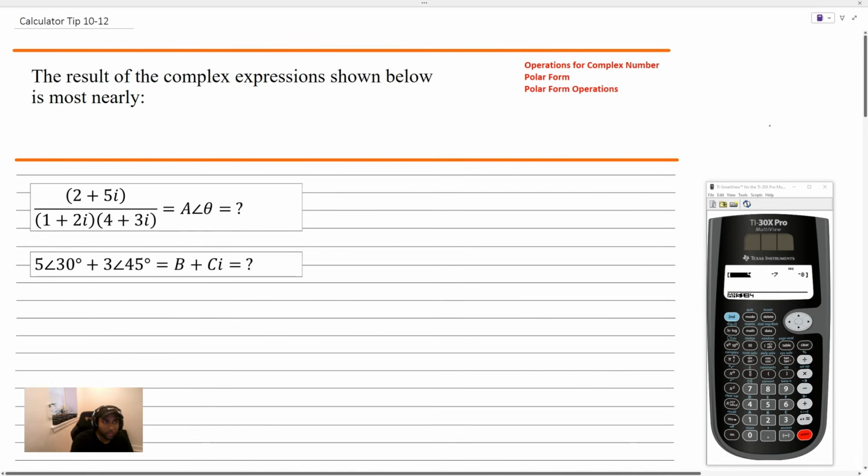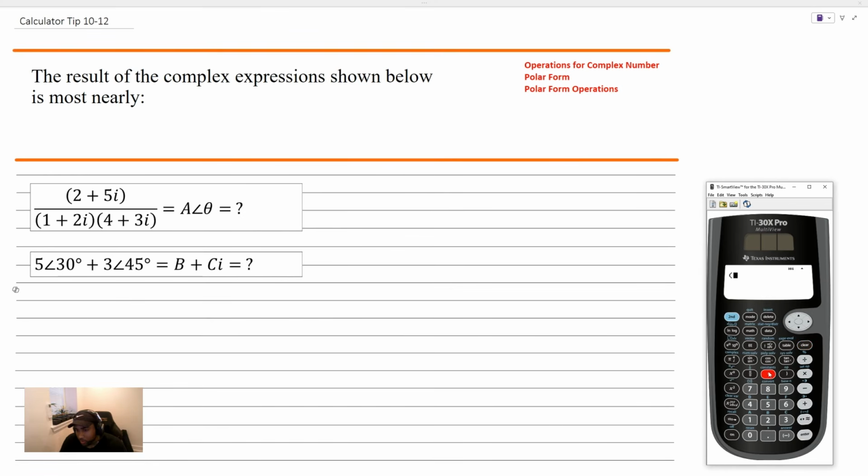Let's move on to some of these complex expressions here. So the first tip we're going to go into is operations for complex numbers. You can see that, in general, we have a bunch of different operations here. And I'm going to show you how to convert it into polar form with this upper option. Let's go ahead and plug into that.